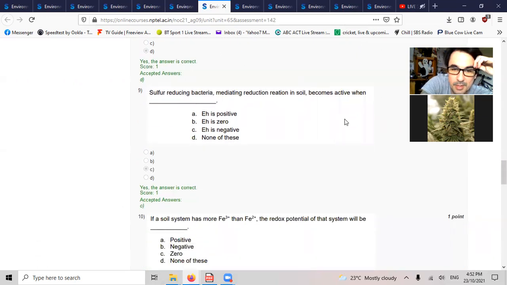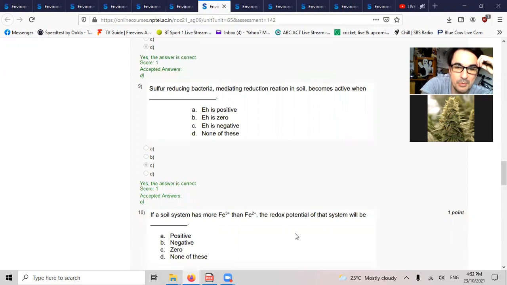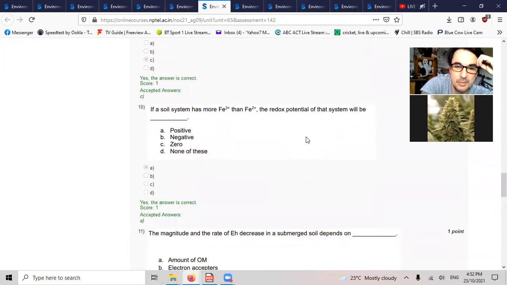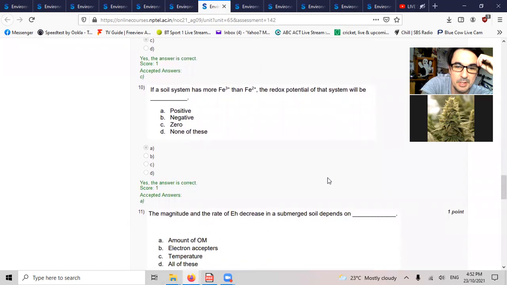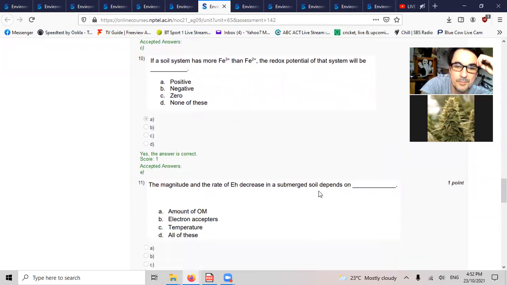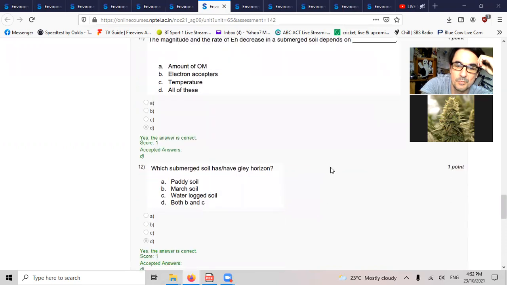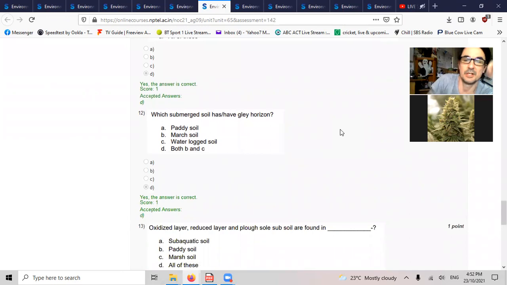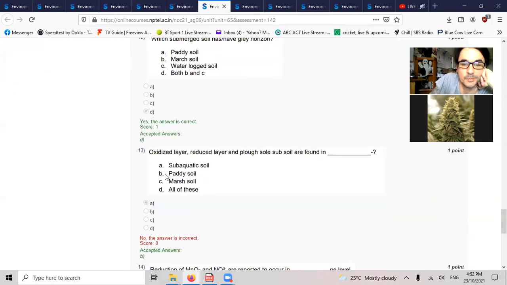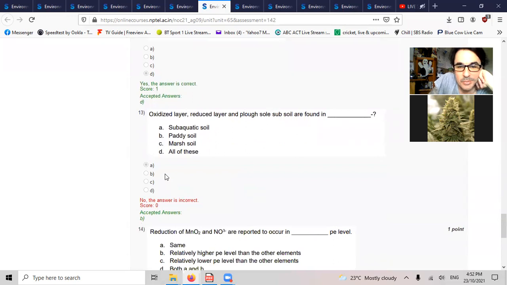If the soil system has more ferric than ferrous, the redox potential will be positive. It's just all of the above, ready to go. The magnitude of the rate of Eh decrease in submerged soils depends on everything. Which submerged soil has the gley horizon? That would be D. B and C have it. And the oxidized layers, they're found in paddy soils. Production of manganese oxide and nitrate are reported to occur in, that's the same, yeah, and high level, D.